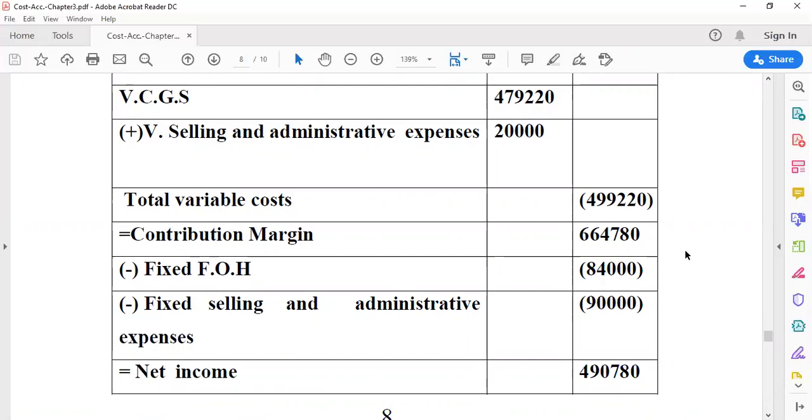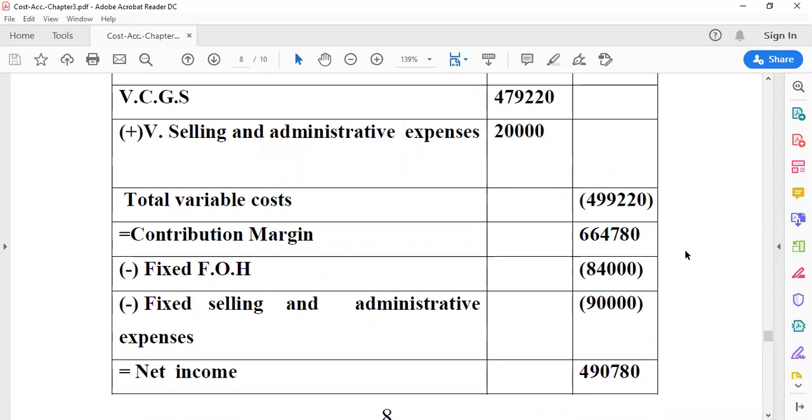And there is a difference between contribution margin and gross profit. Because here, the difference is that we take the variable selling and administrative expenses into consideration in our calculations. We take it to add it to the variable cost of goods sold, not like the other theory, the full absorption theory. So we get our contribution margin.